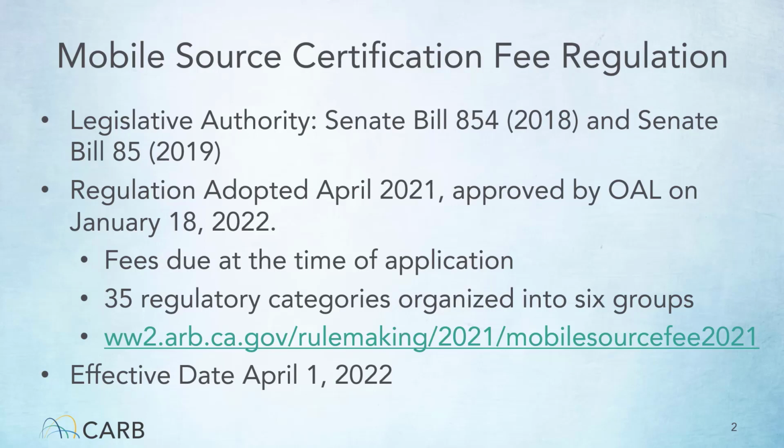Starting in 2018, CARB staff worked with the affected manufacturers to create a fee structure that was adopted by our board in April 2021. The new fee structure requires an upfront fee at the time of product application. There are 35 different categories organized into 6 different certification groups. This tutorial focuses on the evaporative component and portable fuel container certification group.